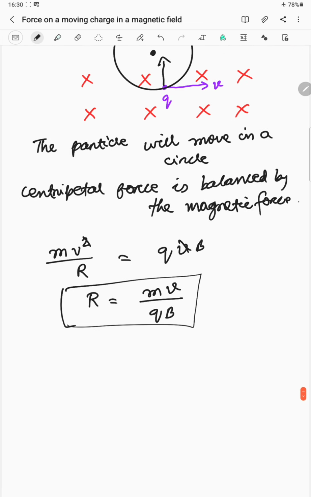Okay, then the question comes of the time period. Let us try to find out the time period. In order to calculate the time period, T will be equal to how much?